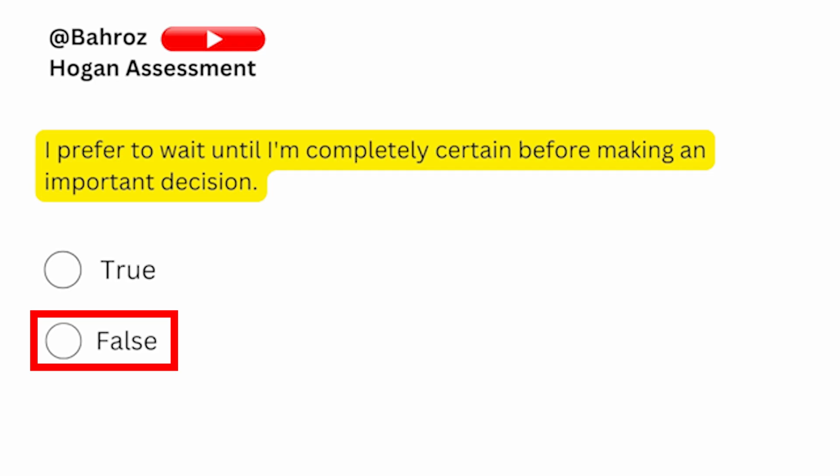Answer false here. You are telling the employer that while you are careful and considered, you do not let the need for certainty paralyze you into inaction. You make well-informed decisions even with some ambiguity. That is the mark of a confident senior-level professional.